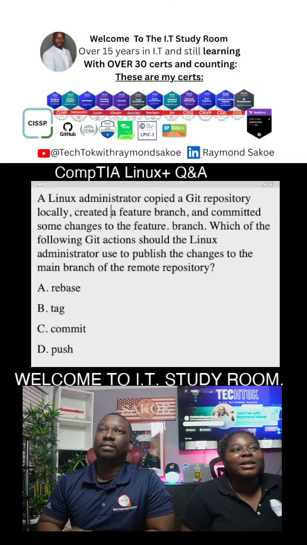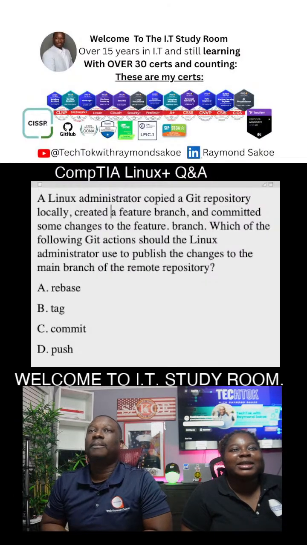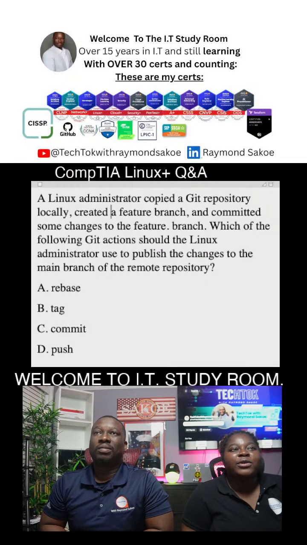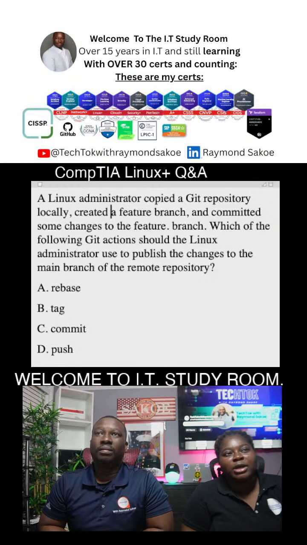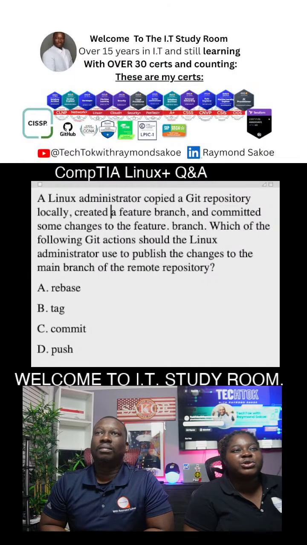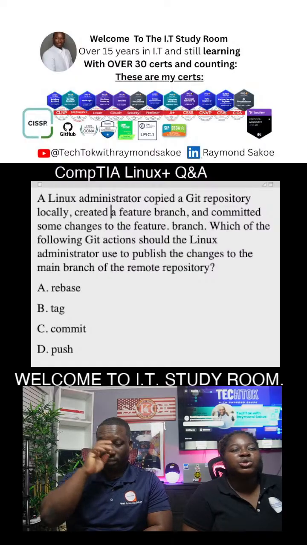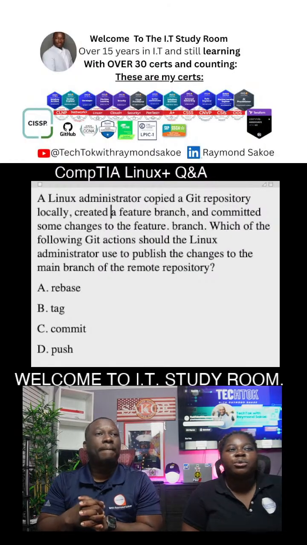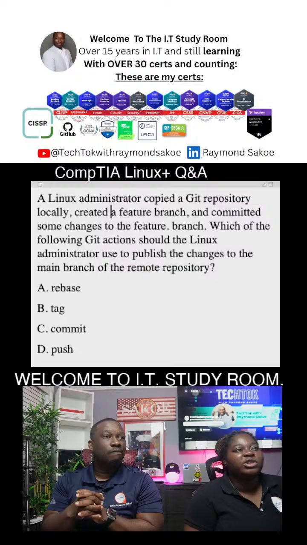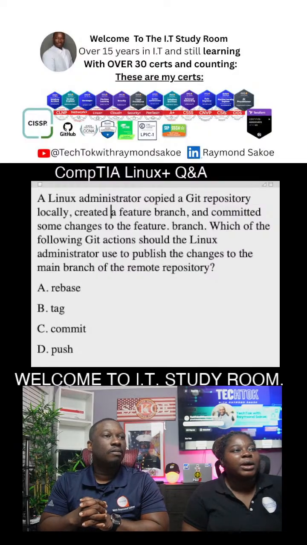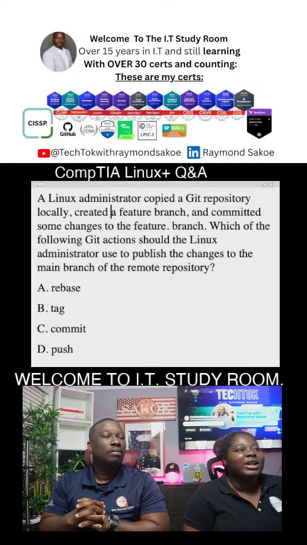A Linux administrator copied a Git repository locally, created a feature branch, and committed some changes to the feature branch. Which of the following Git actions should the Linux administrator use to publish the changes to the main branch of the remote repository? Push. Everybody's saying push. So we're pushing.